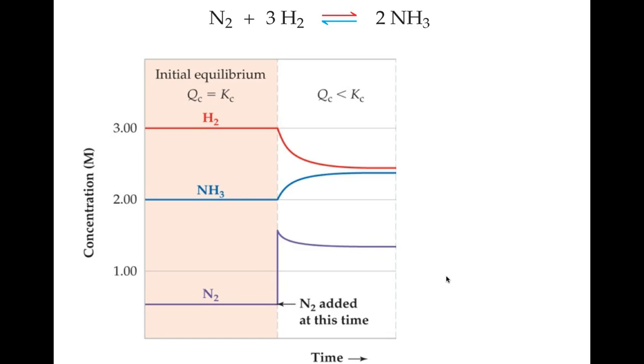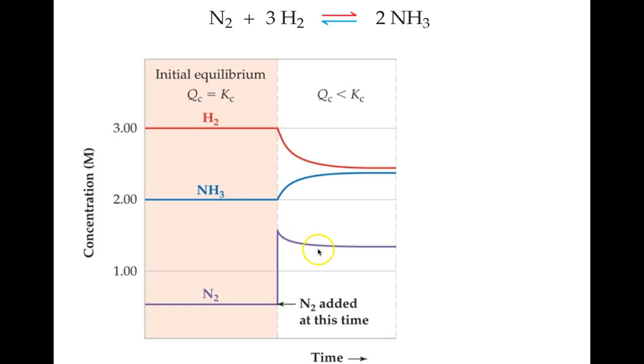This next portion shows that if I really quickly open that container and dump in a bunch of N2, so you see this spike in N2, what's going to happen? We increased the reactants, so what the reaction is going to try to do to alleviate this stress on the left-hand side of the reaction is to push towards the right. So what we should predict is a decrease in N2, a decrease in H2, and an increase in ammonia. And it's exactly what we see here.